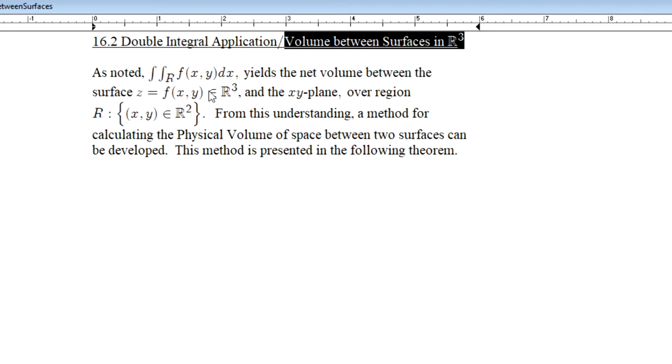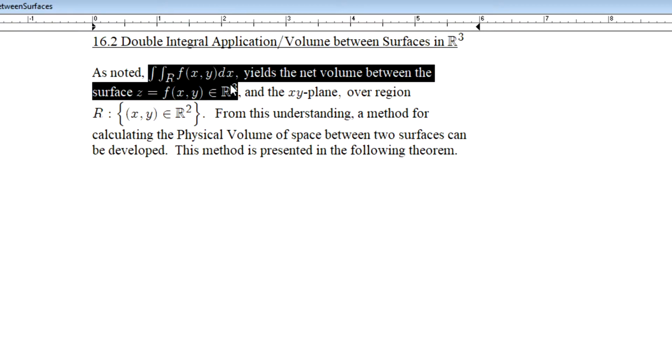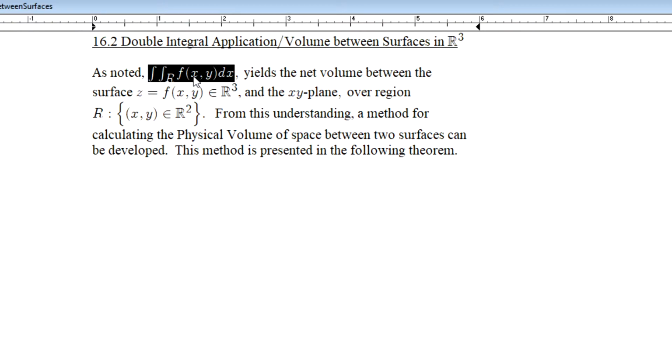As we had noted, when we calculate the double integral over a region R for a function f, what it yields for us is what we think of as a net volume of space. That net volume is positive in the positive direction, negative in the negative direction, and perhaps canceling at times with each other, in the end yielding what we think of as a net volume of space.